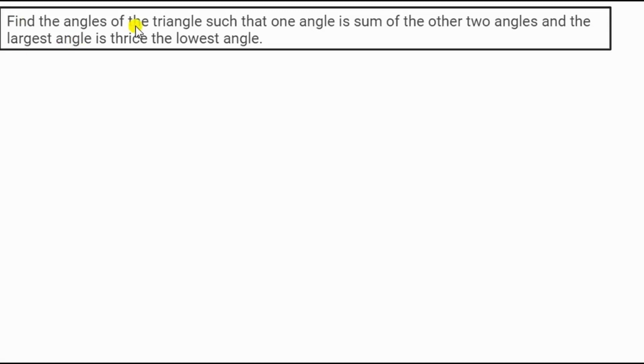The question is, find the angles of the triangle such that one angle is the sum of the other two angles and the largest angle is thrice the lowest angle. So first, let us label our angles as A, B and C.